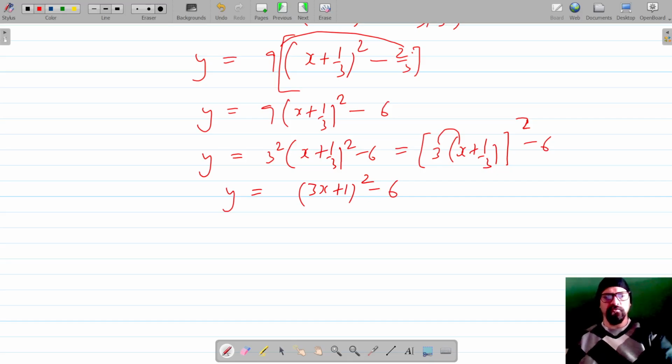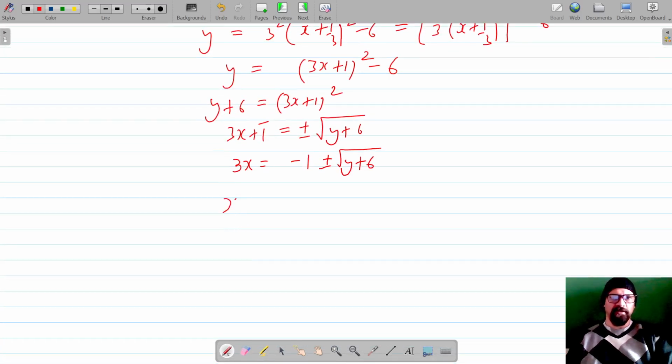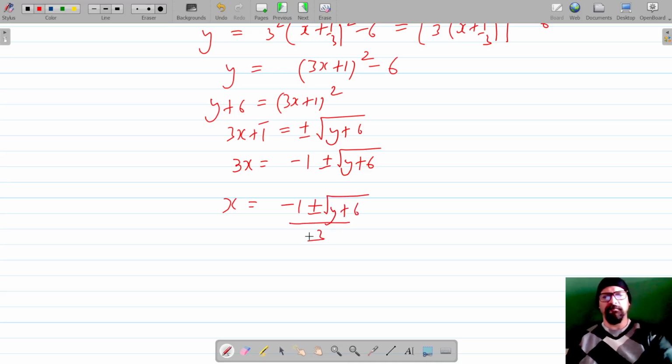And let's take 6 to the left hand side. So this is y plus 6 is equal to 3x plus 1 the whole square. We are going to get the value of x. So 3x plus 1 is equal to plus minus under root y plus 6, which gives me 3x is equal to minus 1 plus minus root of y plus 6. And I can write x is equal to minus 1 plus minus root of y plus 6, divided by 3. So finally, I've got the value of x.